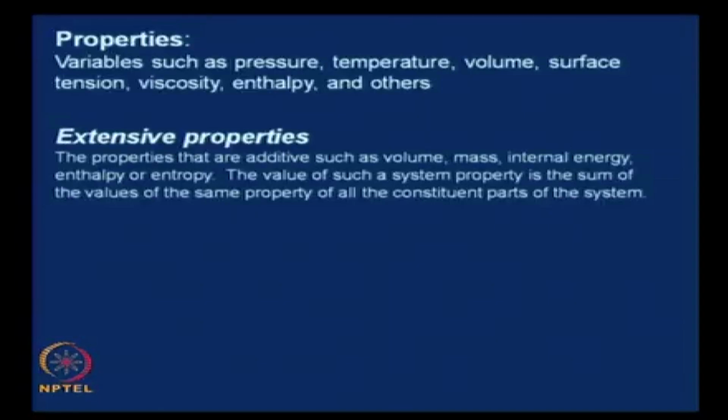So the properties of the system that are additive are called extensive properties. Typically the value of such a system property is the sum of the values of the same property of all the constituents of the system. If there are very many different constituents of the system and we add the volume of each constituent, the volume of the system, total system, is the sum of the volumes of all its constituent aspects or constituent parts.